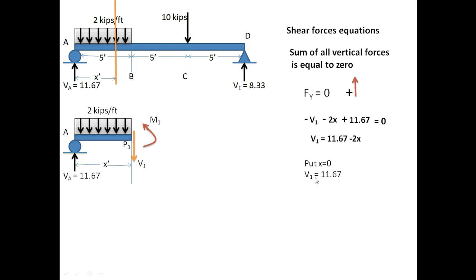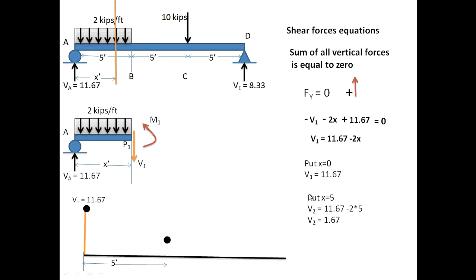If I take x equal to 0, at that point I will get the V value, which is 11.67, equal to VA. This is my V1 value, and if I put x equal to 5, at B, I will get V2 as 1.67. And in this region, this is the SFD drawn. This equation can be used for only this region.